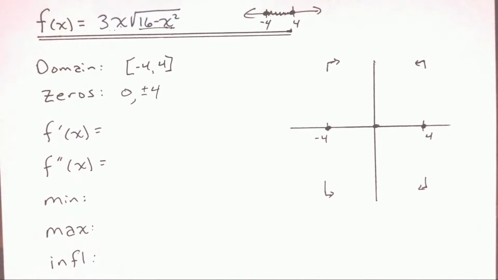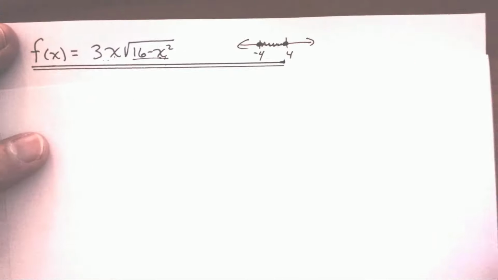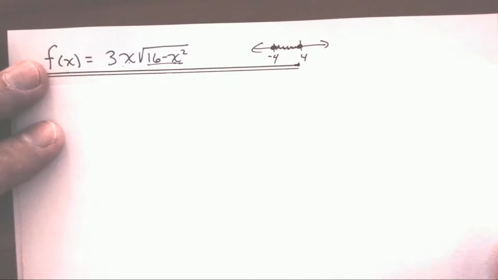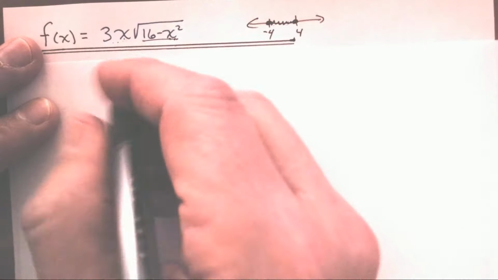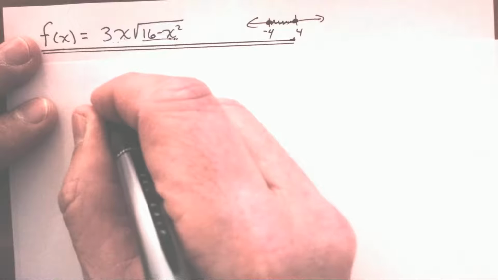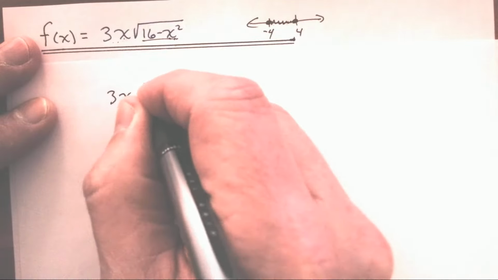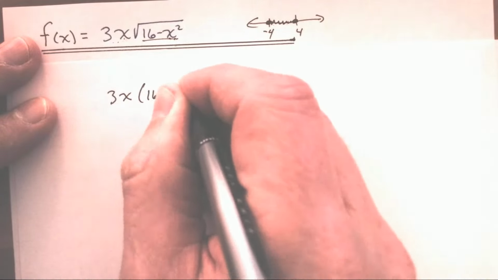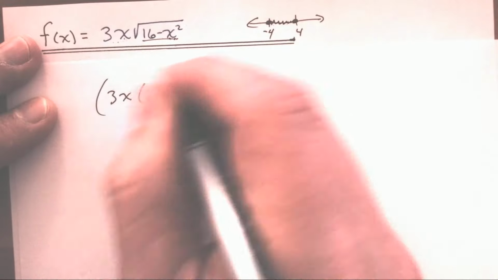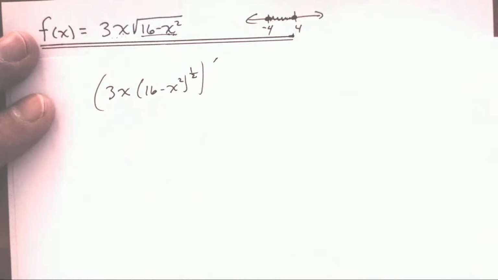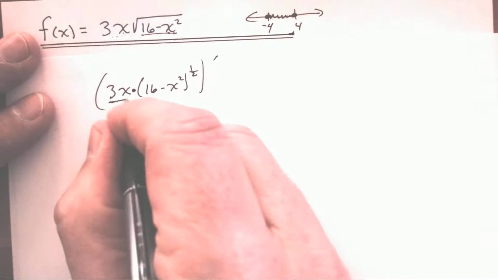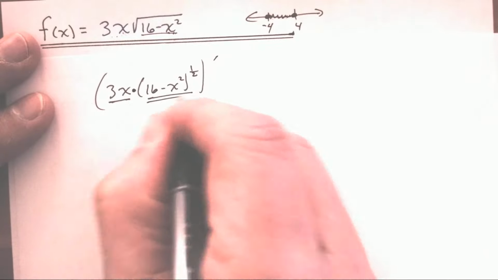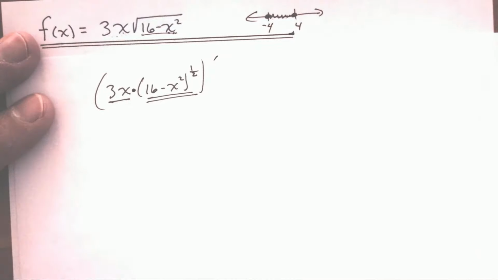Okay, first derivative, here we go. We're going to have some fun with this. In order to find that first derivative, I'm going to rewrite with exponents rather than radicals. So I'm going to write f of x as 3x times 16 minus x squared to the 1/2 power and work on its derivative. Here we have a function of x times another function of x. So that is a product rule.